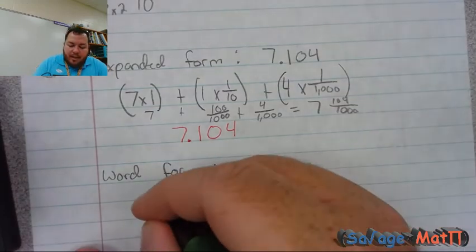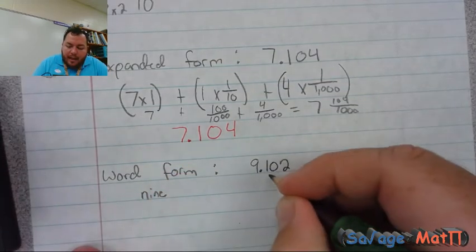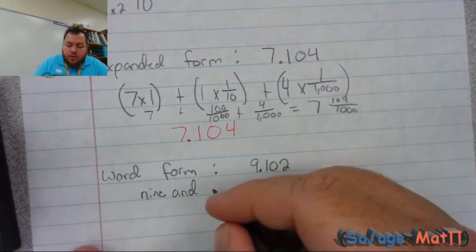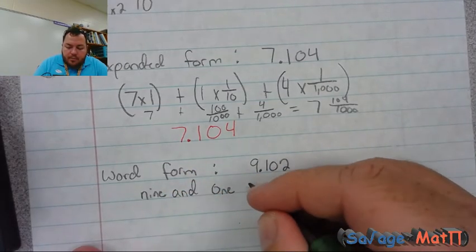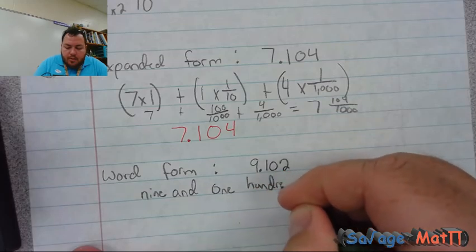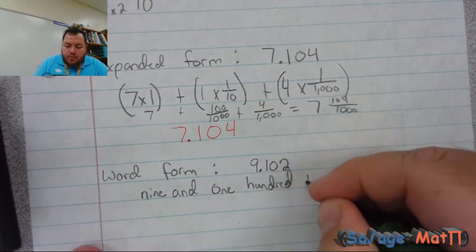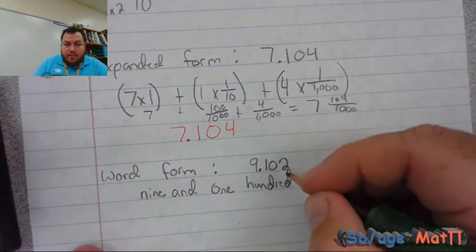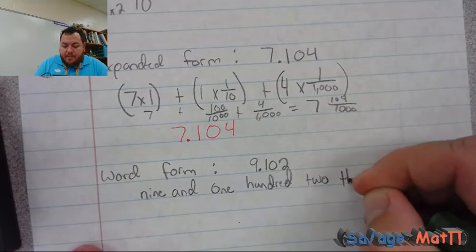So I would write that out as 9 and, which means decimal point, 102 thousandths. That's the last digit that the 2's in. The 2's in the place value of the thousandths.